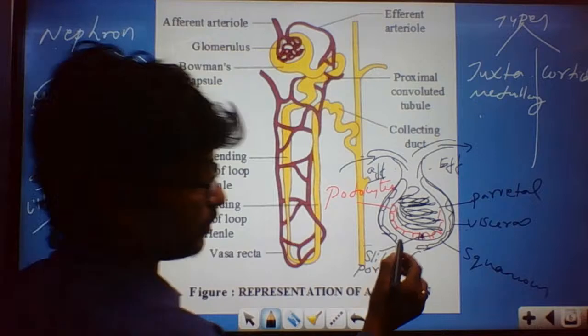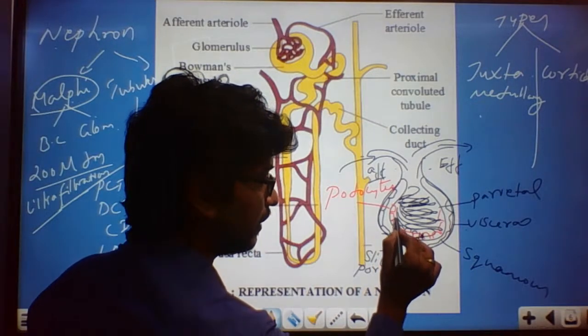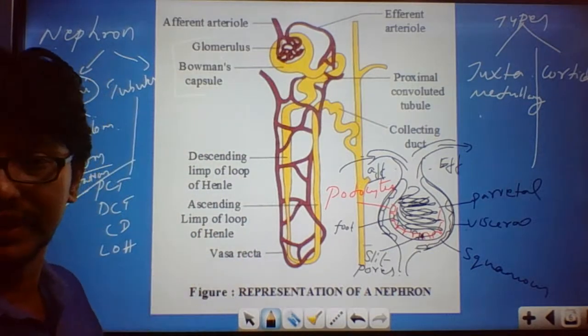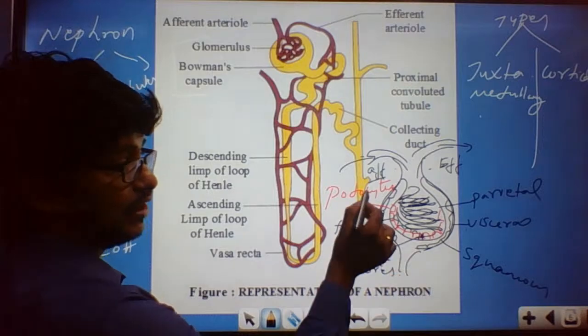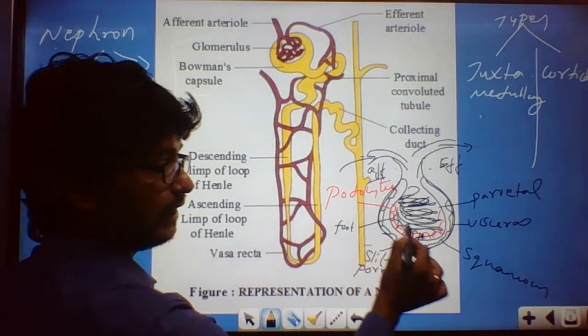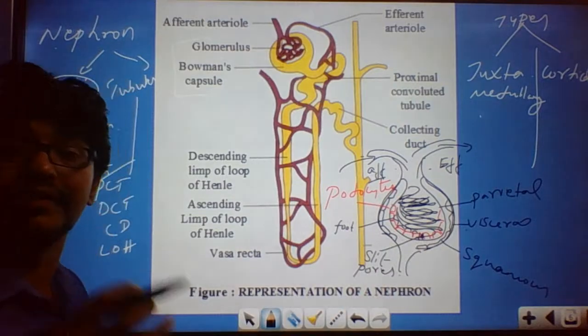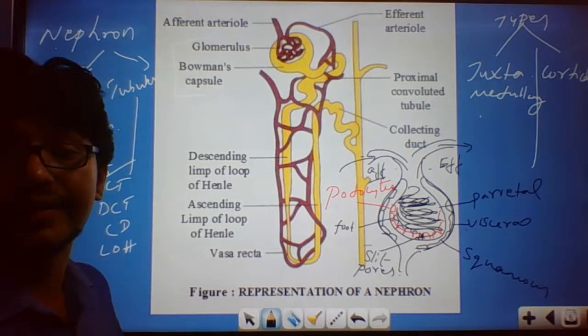In the slit pores you have a cell called foot cell, which has finger-like projections. That is called the foot cell. So together, the podocytes, the foot cells, and the capillary bed of the glomerulus, together the filtration is going to be performed here. This process is called ultrafiltration.